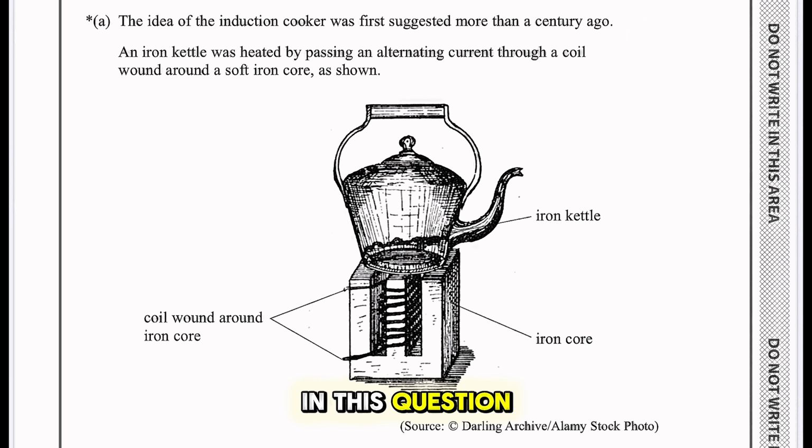6 out of 6. In this question, many modern kitchens have an induction cooker, and the idea of induction here was suggested more than a century ago. I don't care about this. The most important thing is to look at the diagram and link it to a physics topic.